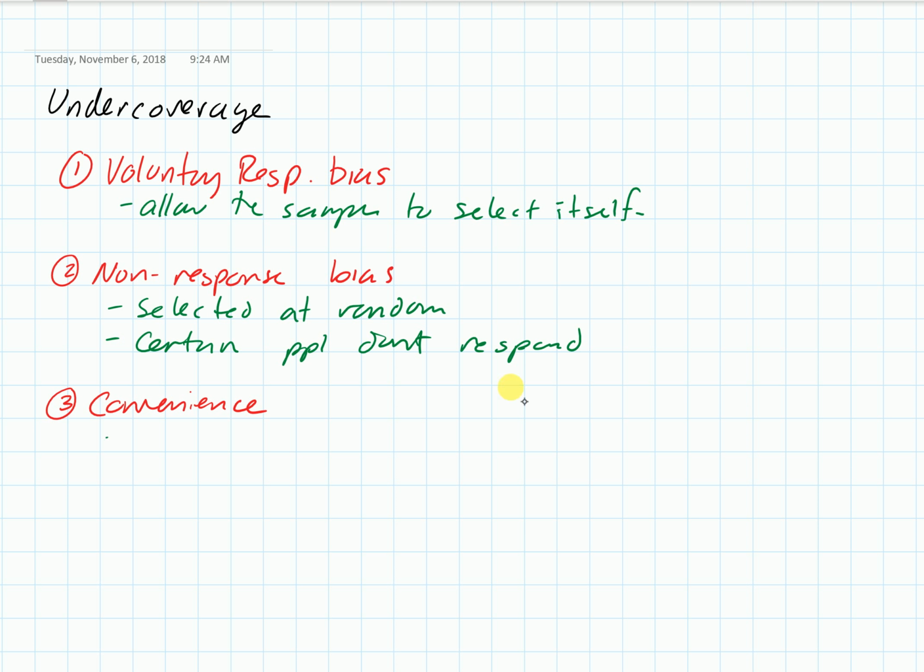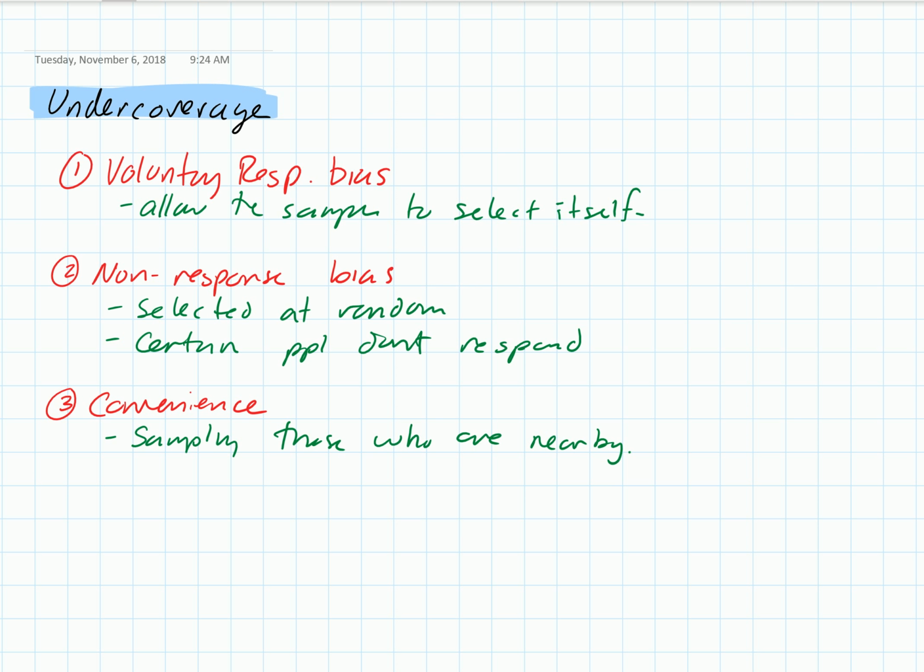So a convenience sample is sampling those who are nearby. Nearby in a convenient sense, not nearby as in they're just next to you, but they're just students who are easy to get to. So all three of these are going to result in an undercoverage.